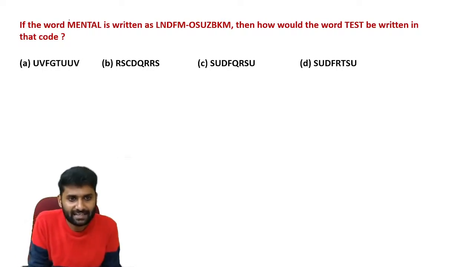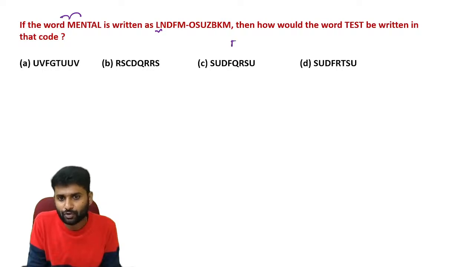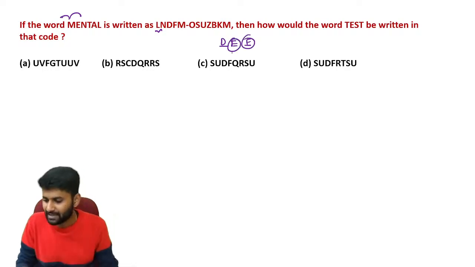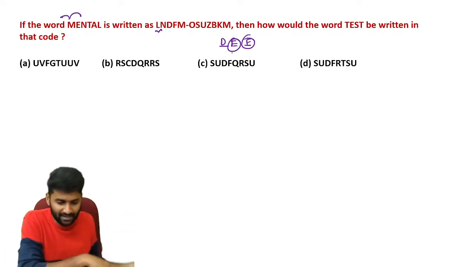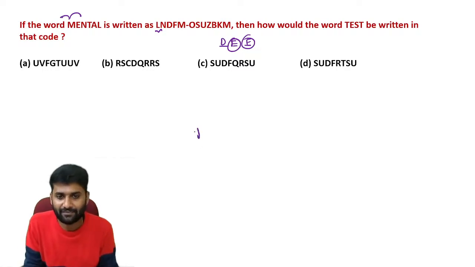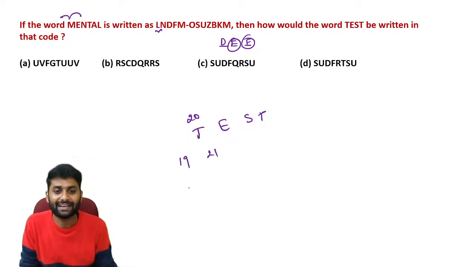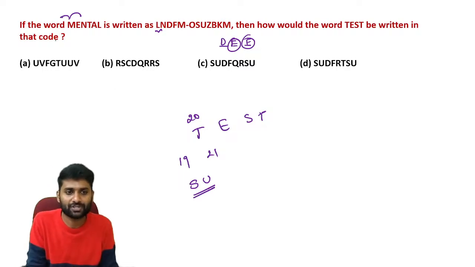Let's understand that. Here M is preceded by L and followed by N, so L M N. For E, if you go through the preceded and succeeded letters, the preceding letter is D and the next letter is F. So every time in this particular question they consider the previous letter and next letter, guys. Same way, how is test coded? T is the 20th letter. According to that, we require the 19th and 21st, so S T U. So we require SU in the option.